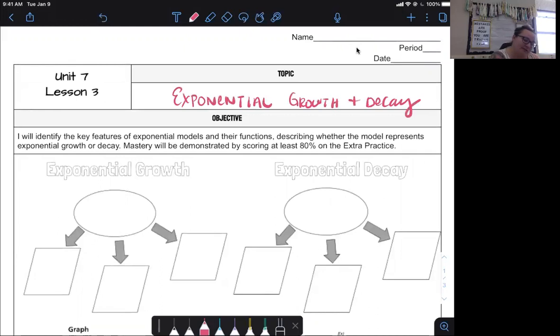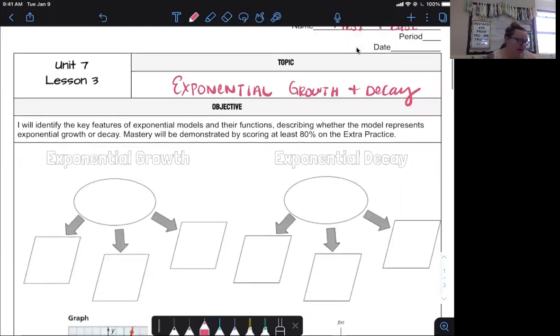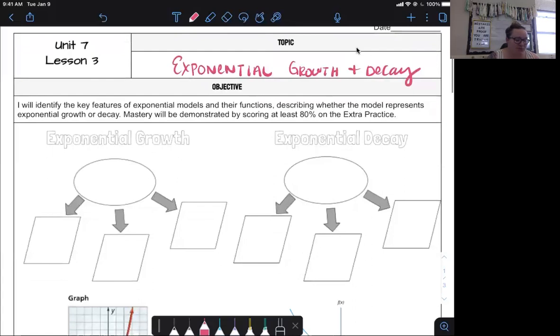Don't forget to put your first and last name, period, and the date in the upper right-hand corner of your paper. Our objective today is: I will identify the key features of exponential models and their functions, describing whether the model represents exponential growth or decay, and mastery will be demonstrated by scoring at least 80% on the extra practice.